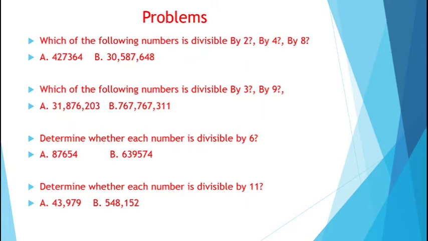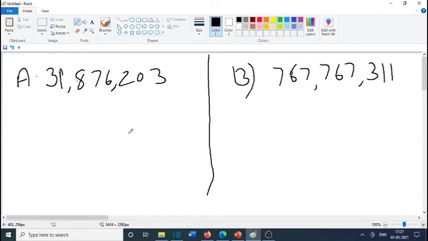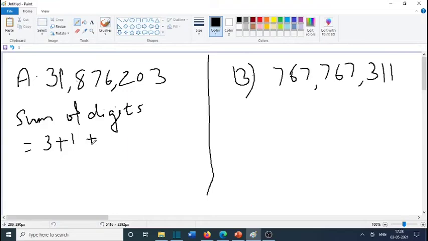Which of the following numbers is divisible by 3 by 9? First one 31,876,203, next 767,767,311. For the first problem, 31,876,203, for both we need the sum of digits. If the sum of digits is divisible by 3, then the number is divisible by 3, and if the sum of the digits is divisible by 9, the number is divisible by 9.